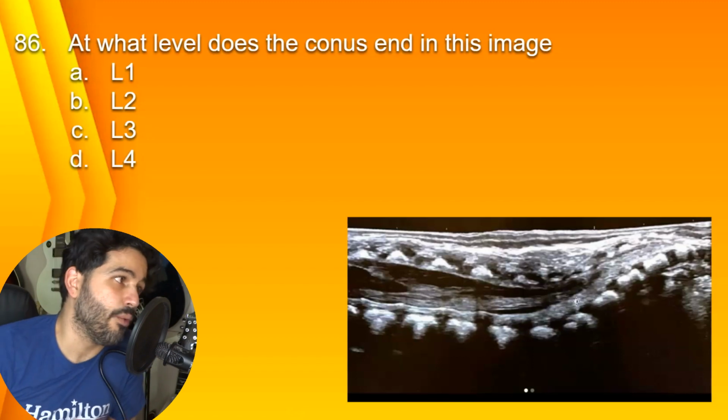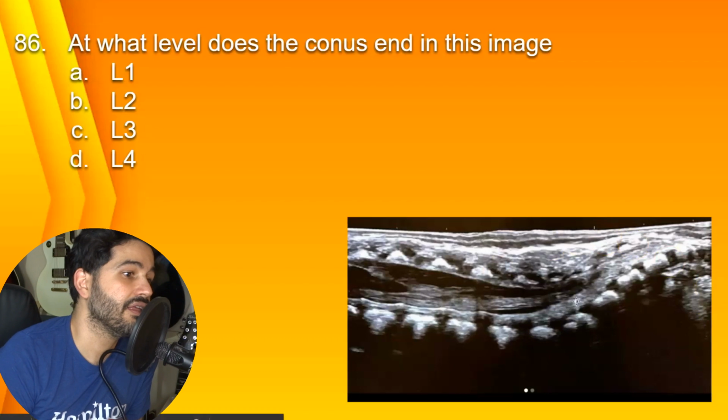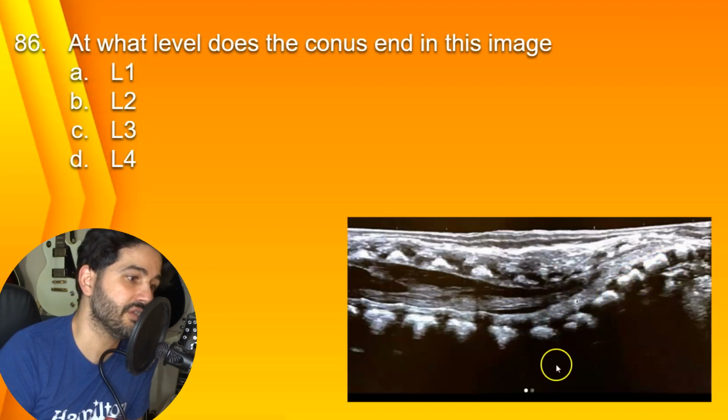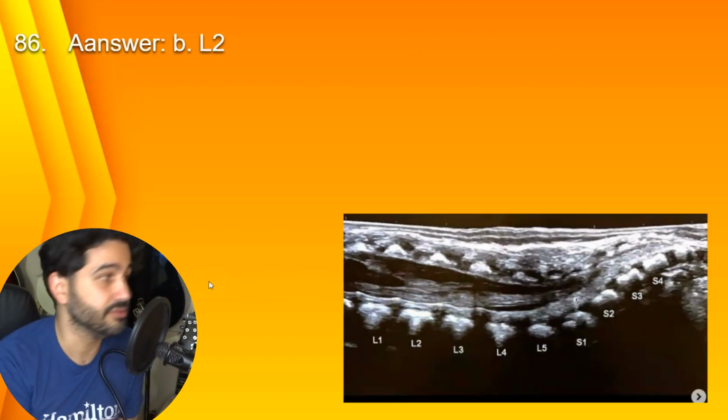Number 86. At what level does the conus end in this image? All right, so we can count from the sacrum up. So it's S5, S4, S3, S2, S1, lumbosacral junction, L5, L4, L3, and L2. And here's the tip of the conus, so it's ending at L2. B is the answer. B, L2.